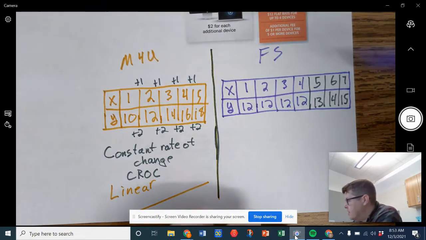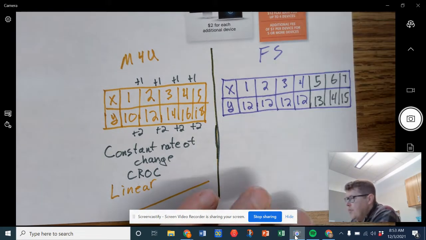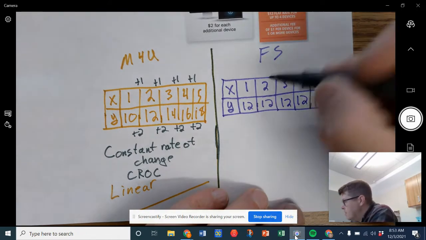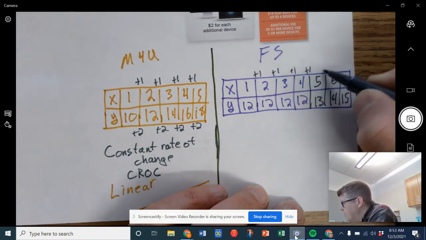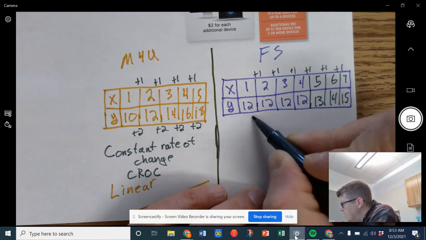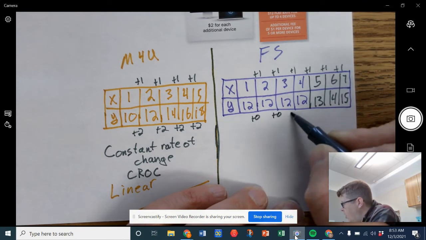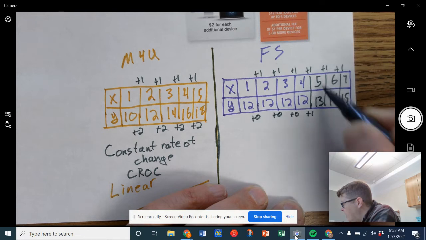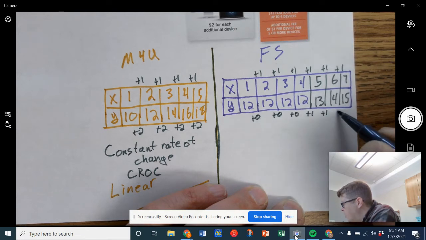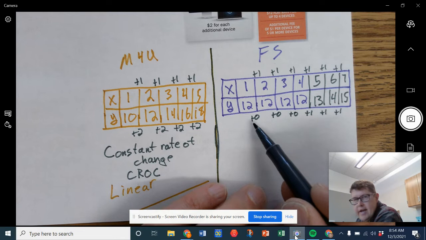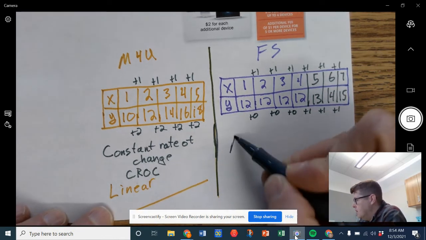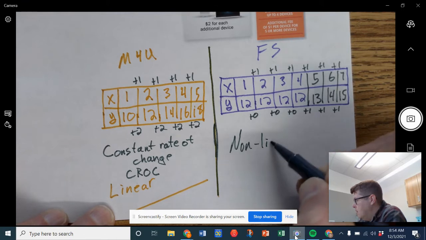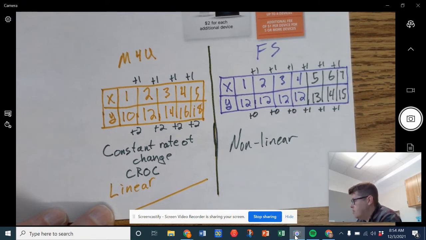So when we take a look at this, right, let's use gray, whatever. Our x values are going up by 1. That's still consistent, right? But what happens is these don't go up at all until you hit that 5th device. And then they start going up by 1. So we do not have a constant rate of change like we do here. So this is non-linear. Okay? We do not have a constant rate of change.